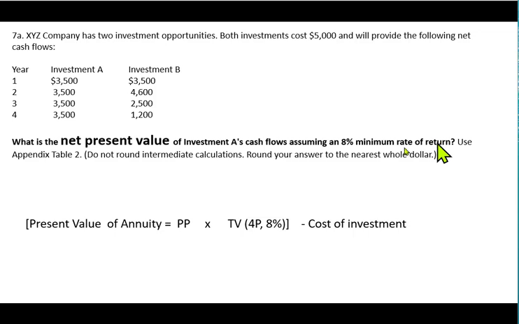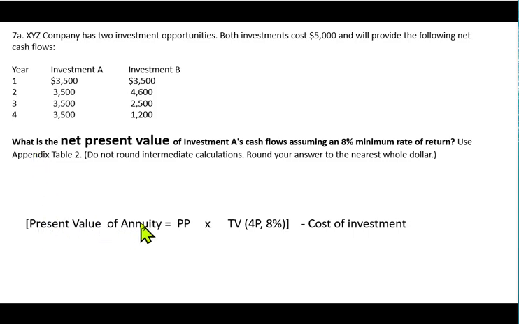So what you're supposed to do in this is ignore B altogether. Why they gave you that information is beyond me. But you're going to take each year and you're going to figure out what the net cash flow is for these cash flow payments, discounted all the way back to the present. And the way you're going to do that is with the present value of an annuity table.